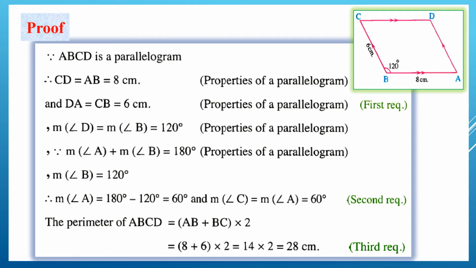And the third required, I want the perimeter of parallelogram ABCD. The perimeter of a parallelogram is length plus width times 2. So AB plus BC times 2. AB equals 8 cm and BC equals 6 cm. 8 plus 6 equals 14. So 14 times 2, which is equal to 28 cm. And this is the third required.